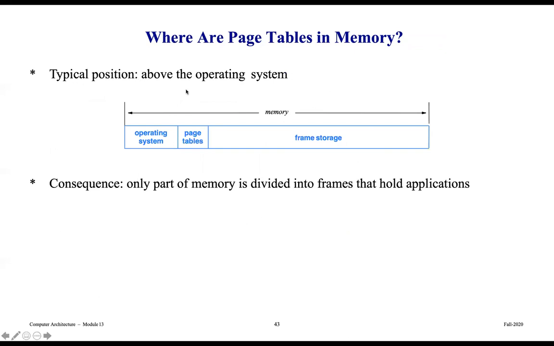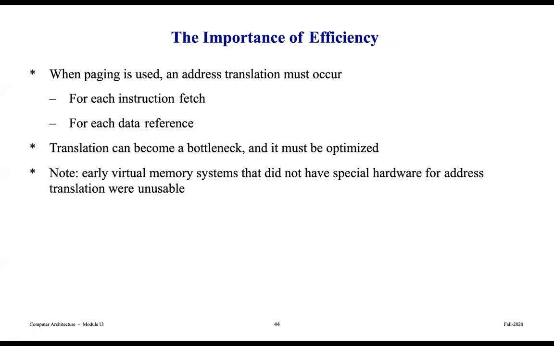The typical position is above the operating system. And so this gives you a mapping of the memory: you have the operating system, the page tables would come next, and then you have the frame storage. Consequently, only a part of memory is divided into frames that holds applications. So you have memory partitions and utilization in certain areas for different things.